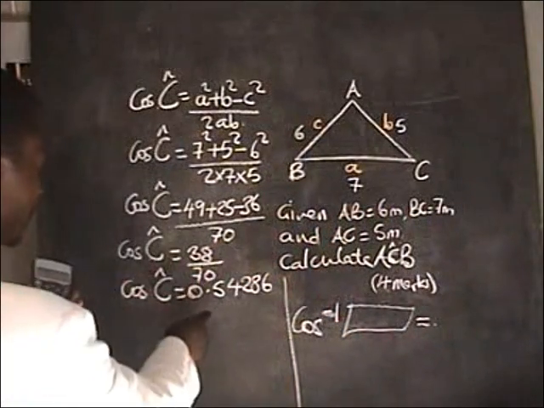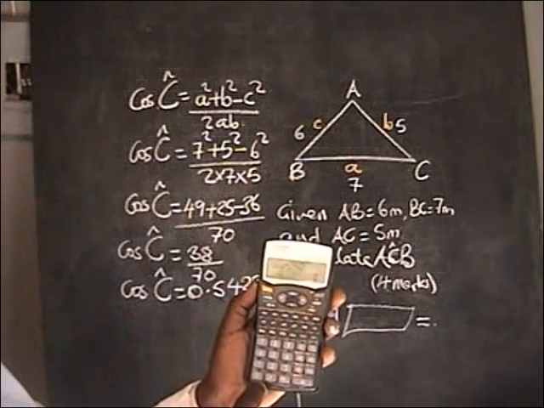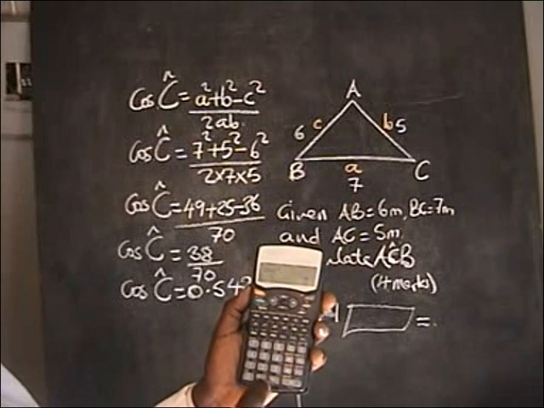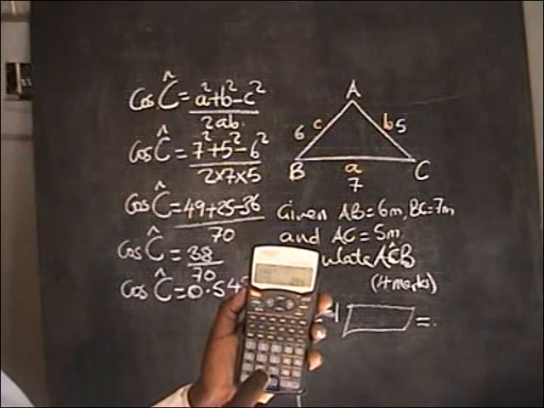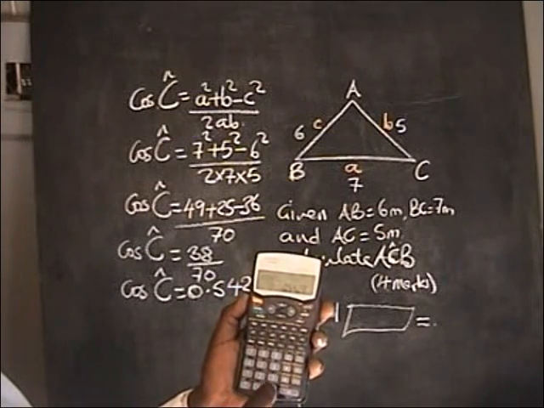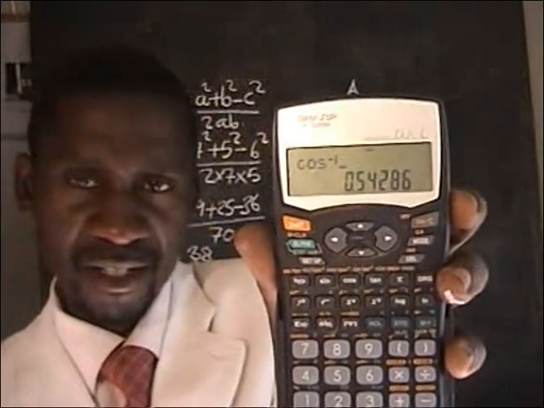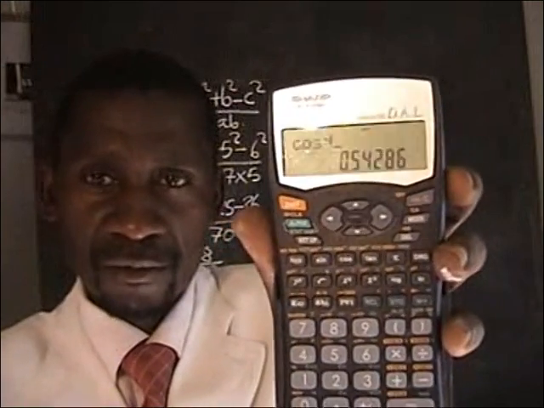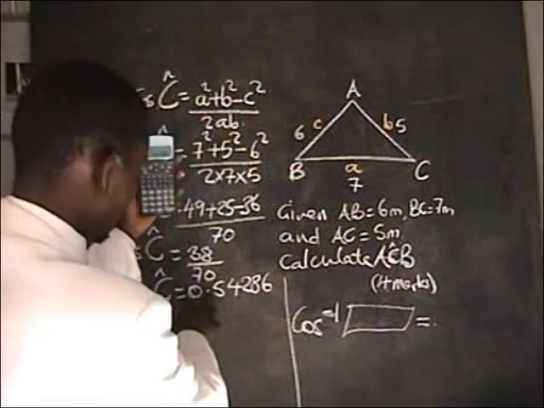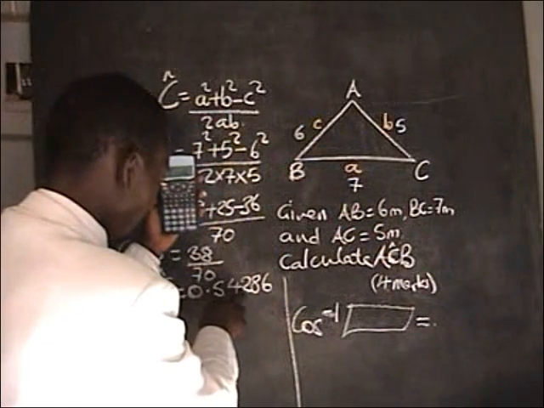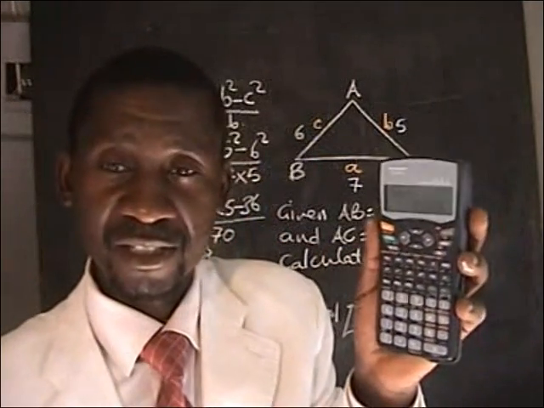And this decimal number, which we have calculated, is 0.54286. As you can see, after cosine inverse, which is cosine to the power -1, I have fed in the decimal number which I have calculated. In fact, I have just transferred 0.54286. Then all I need to do is to press an equal sign just once.